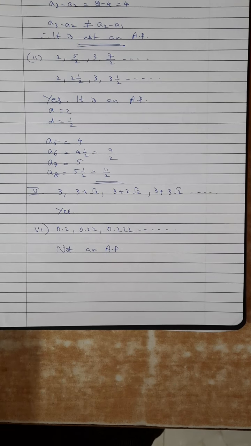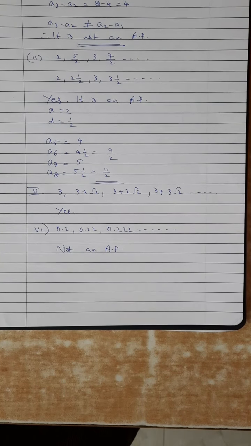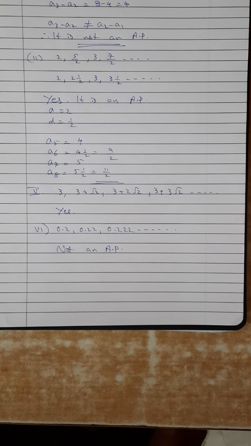10th part: A, 2A, 3A, 4A, etc. AP, because A is added each time: 1 plus A, plus A, 2A, 2A plus A, 3A, 3A plus A, 4A, etc. 11th part: A square, A cube, etc. Multiplied. It is not AP. Each time it is multiplied with A to get to the next one.